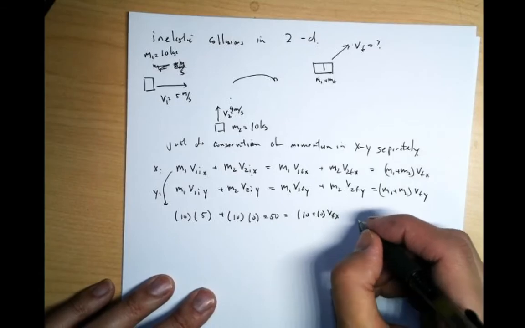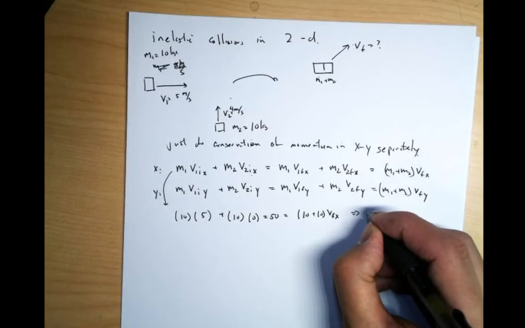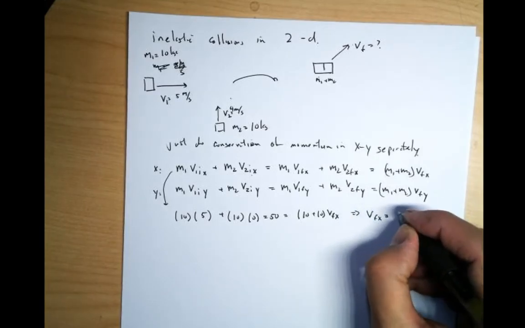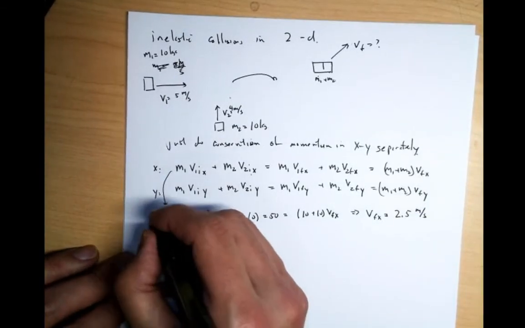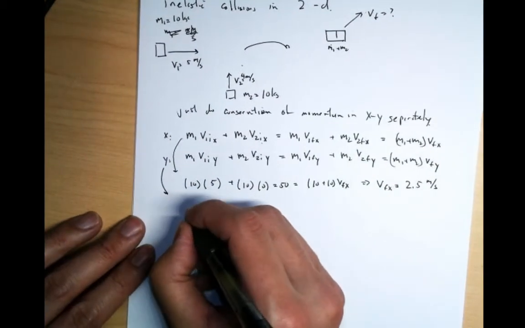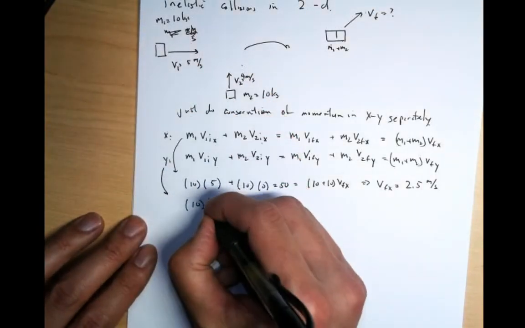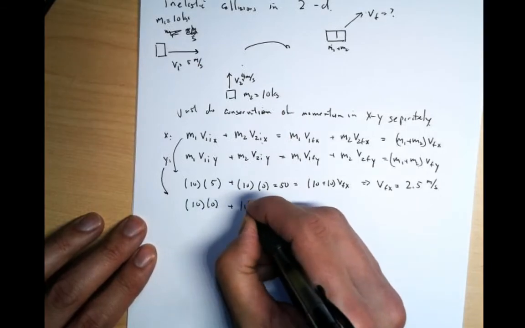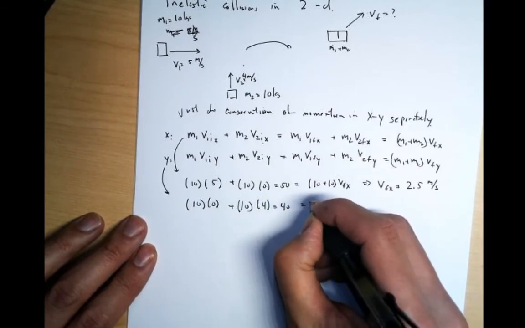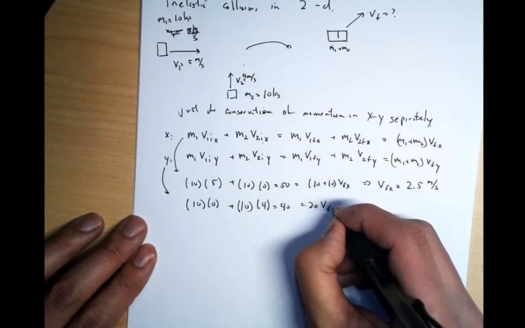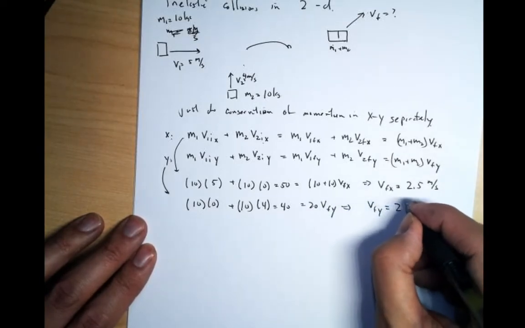You can probably guess what this thing is going to look like. This is a 20, a 50, and so VFX is equal to 2.5 meters per second. Okay, now let's do Y. So now this is just going to be 10. This has no Y component, so that's 0, plus this is 10. This Y component is 4. That's 40 is equal to 20 VFY. So that means VFY is equal to 2 meters per second.